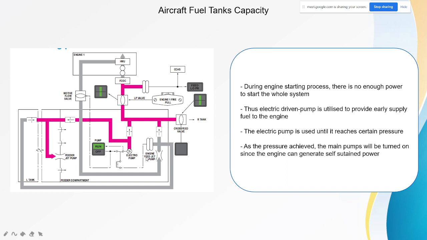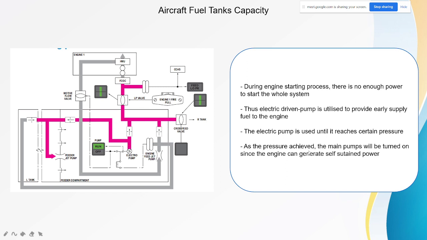The electric pump will be used until it reaches a certain pressure, usually 4 psi. When the flow pressure reaches 4 psi, the feeder jet pump here, or any pumps except for the electric pump, that were originally switched off will be turned on.